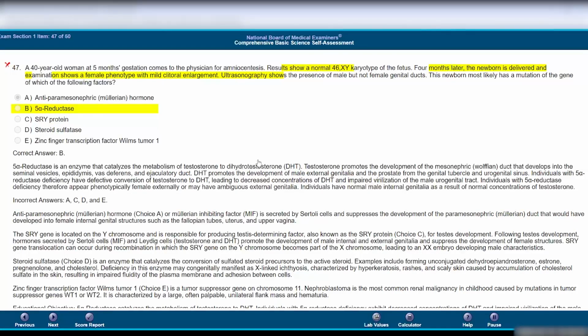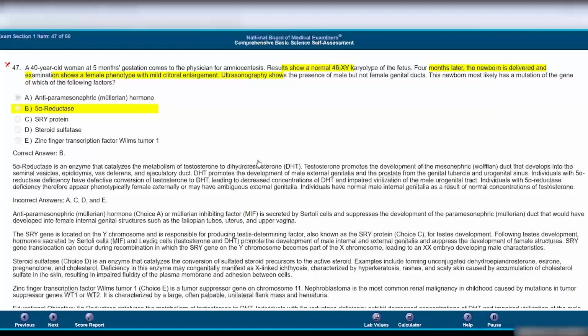So at least here, I think it shows ambiguous external genitalia and a lack of internal male genitalia. So now I can probably answer it: the internal male genitalia is induced by DHT, which needs 5-alpha reductase to convert testosterone into DHT. So if that's deficient, you would see the female internal genitals. Good. Yeah, this one they like to test quite a lot.